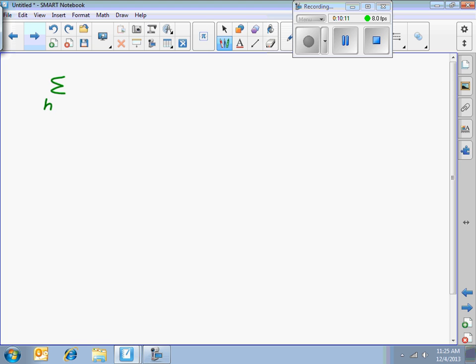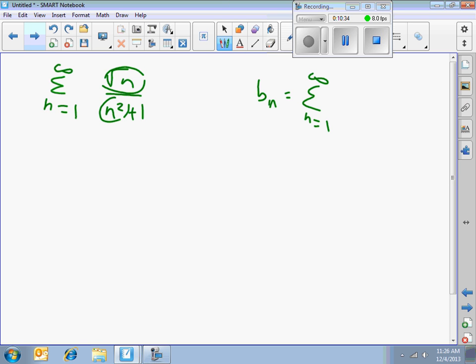The summation as n goes from 1 to infinity of the square root of n over n squared plus 1. What am I going to compare it to? You look at the leading term, so I'm going to look at that over that: the square root of n, which is n to the 1/2, over n squared. So you choose your comparison based on the leading term of both things.